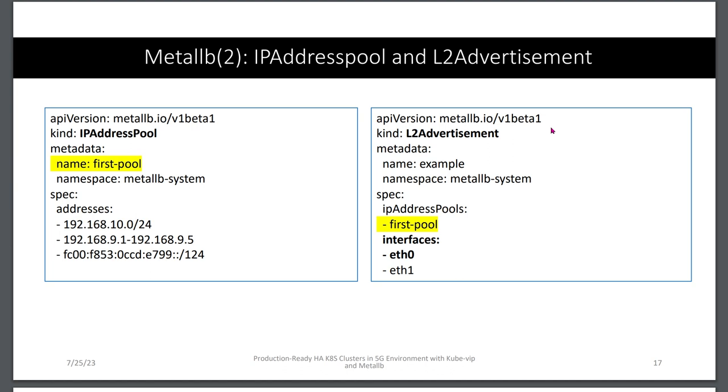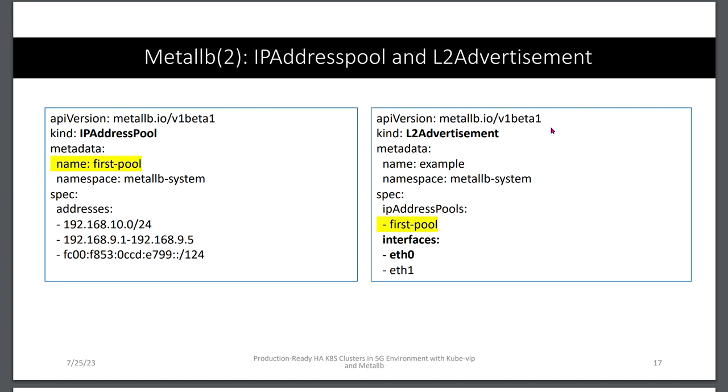So in the first, IP address pool, you will specify what virtual IPs Metallb can use to assign to the load balancers. So here there are three types. And as you can see, it also supports IPv6. And this is just like a CIDR range that you can use. And then within this range, there's another thing called L2 advertisement. The L2 advertisement will tell what address pool it can use and where it binds to the interfaces.